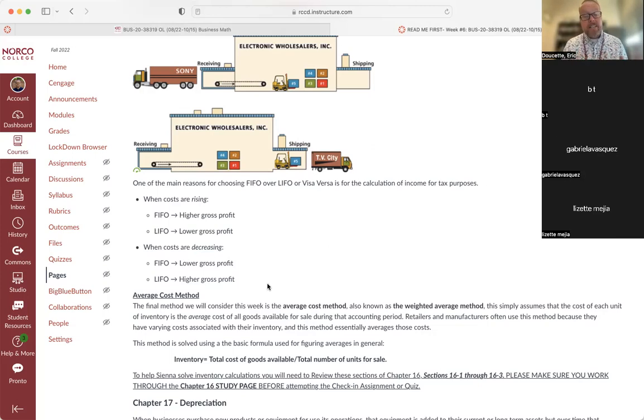Now, like I said, this isn't allowed internationally. This is only allowed in the United States. Most companies only do FIFO.